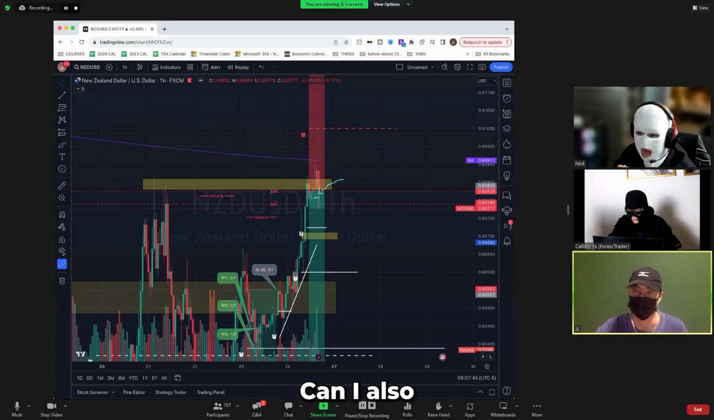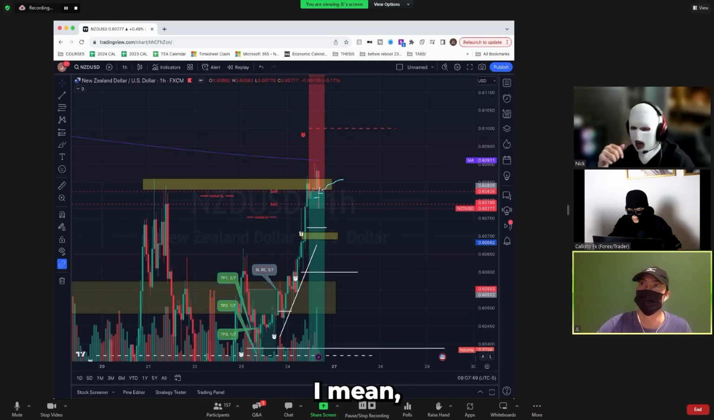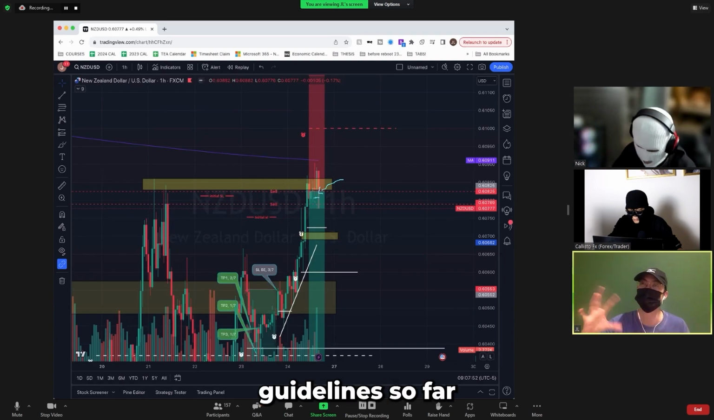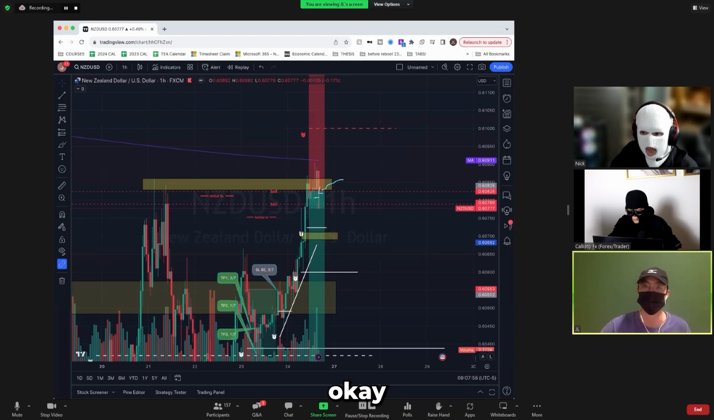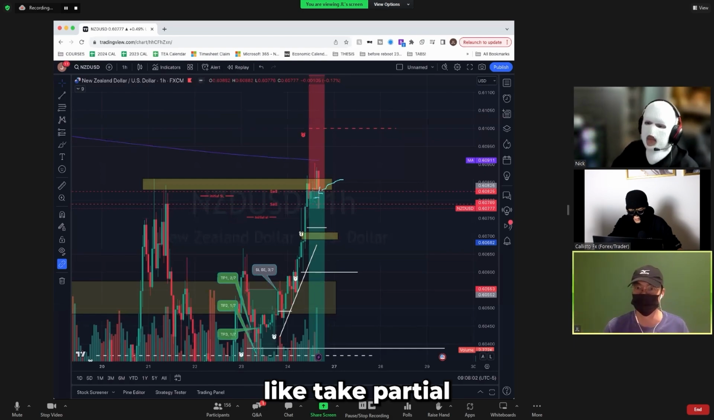Yeah. But I can also feel free to go with a little bit more, because when I was asking the admin, I think the guidelines so far, there's no fixed guideline, but what I'm sensing is that the moment it hits about 20% of your risk, you can start to take partial, and so on, right?